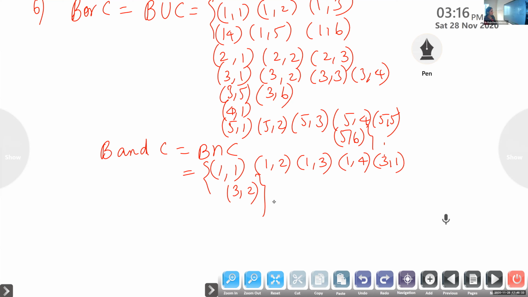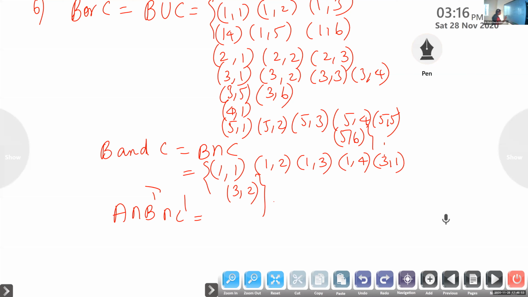Is it correct, Karthik? Yes, ma'am. The next is A intersection B dash intersection C dash.